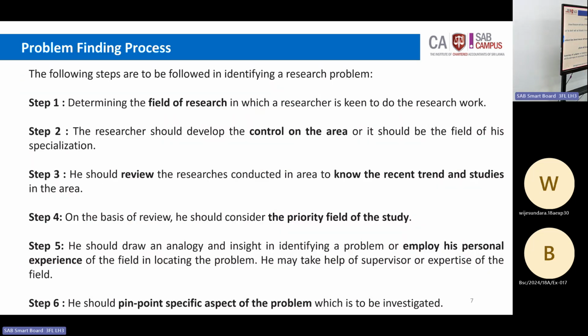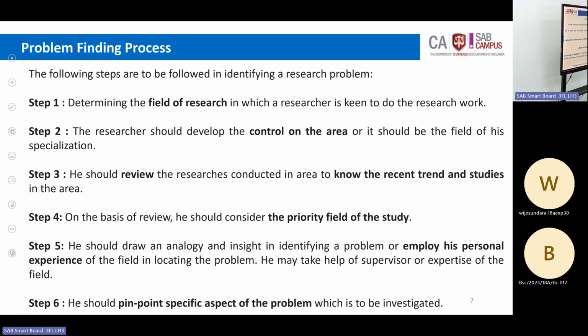Next one, now we are moving from the typical problems towards the research problem, right? How can you find a research problem for your research? You need to first identify the research area, right? Otherwise, you can't find a problem for your research. Therefore, the first one is determining the field of research.